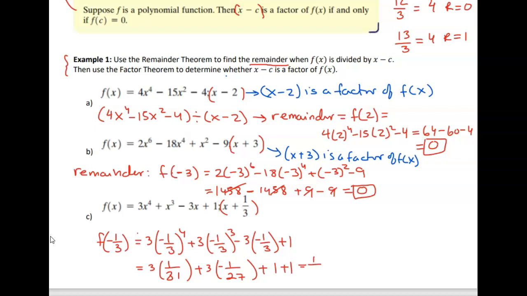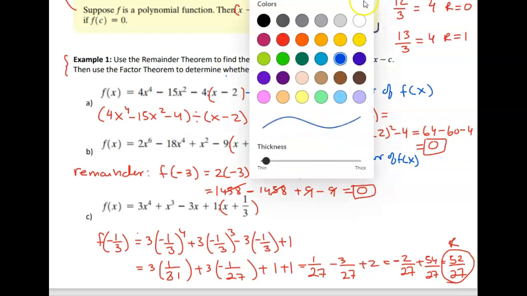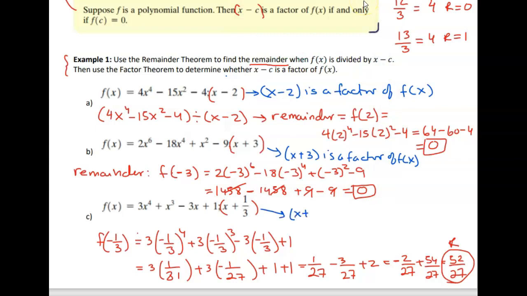This is 1/27 minus 3/27 plus 2. -2/27 plus 54/27 gives me 52/27. All right, so this is the remainder. And this is not equal to 0. So we say that x plus 1/3 is not a factor of f of x. All right, there we go.